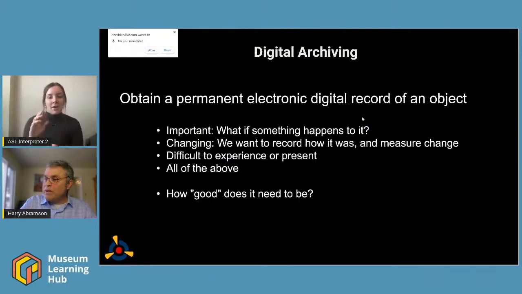So digital archiving is to obtain a permanent electronic digital record of an object. If something's really important, what if something happens to it? If it's changing, we want to record how it was and measure that change. Sometimes it's difficult to experience or present, and sometimes it's all of the above. In all these cases, we have to wonder, how good does it need to be? And it really depends on what the object is.